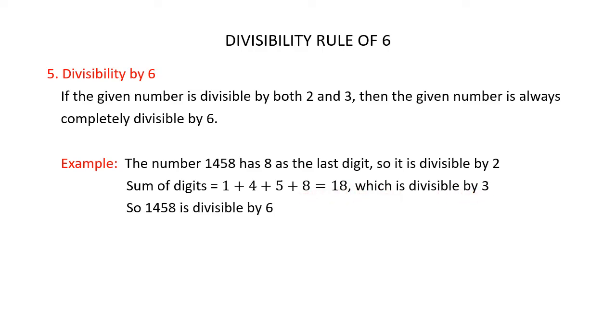So 1458 is also divisible by 3. So now we have found out that 1458 is divisible by 2 and also by 3. So the given number 1458 is divisible by 6 also.